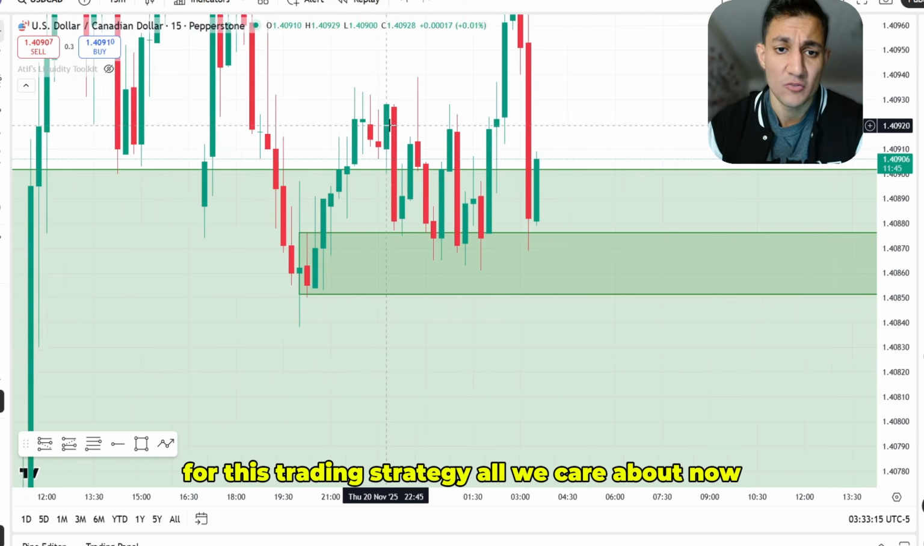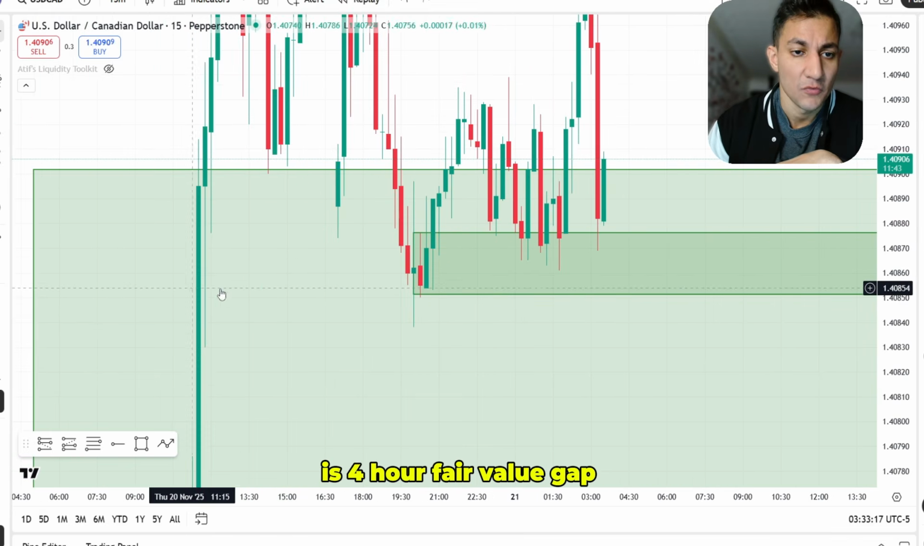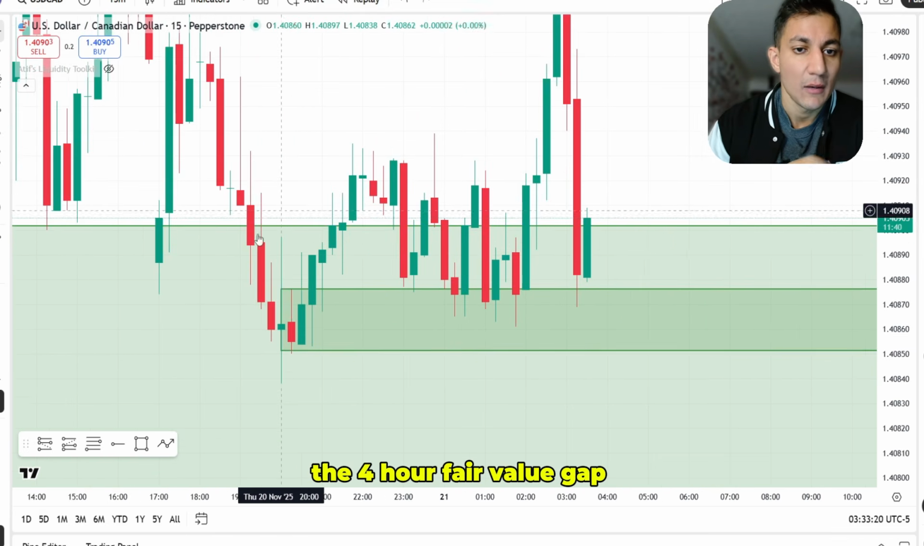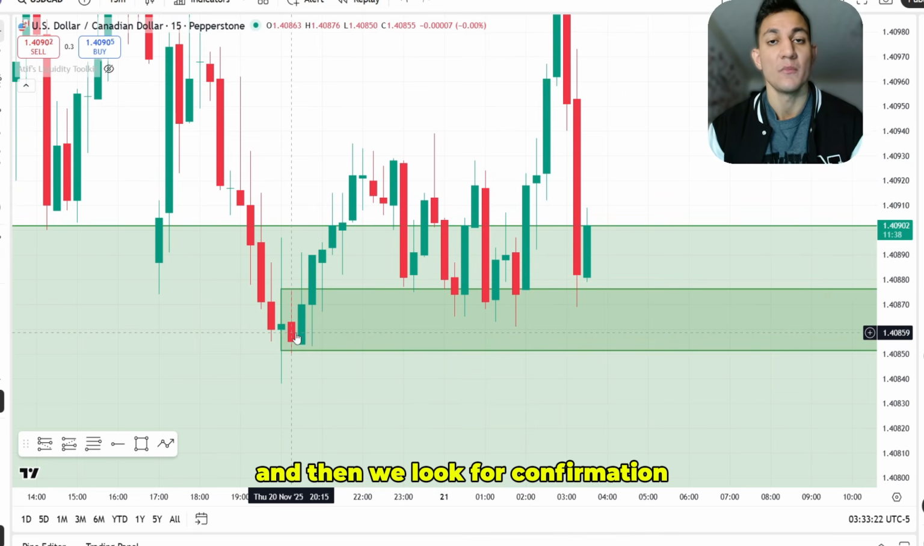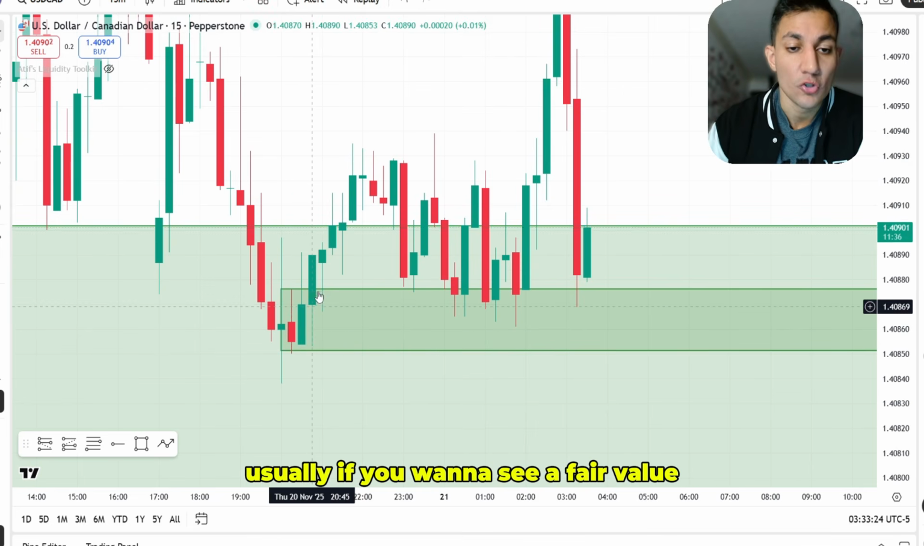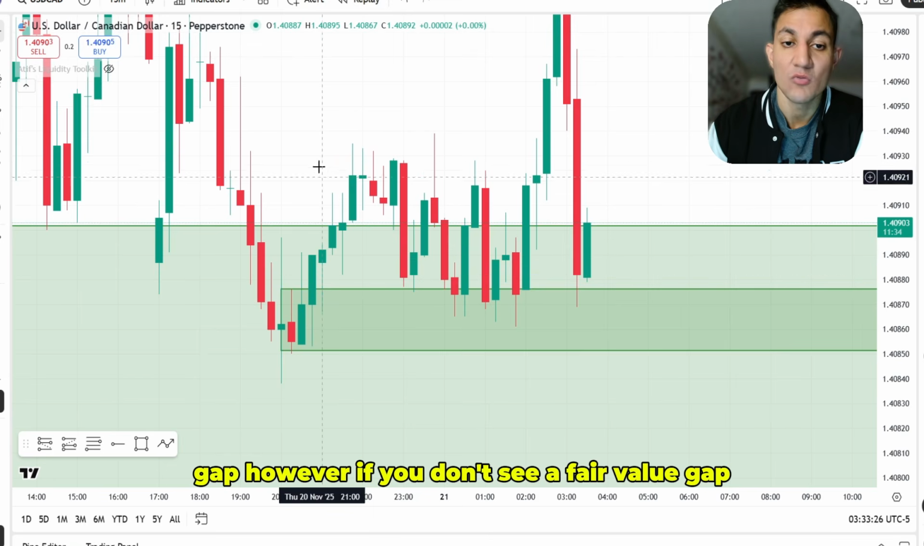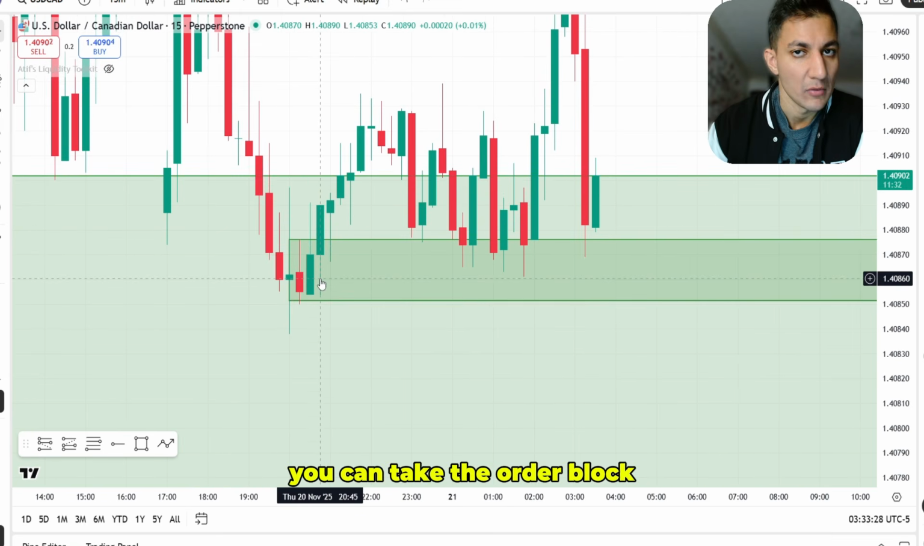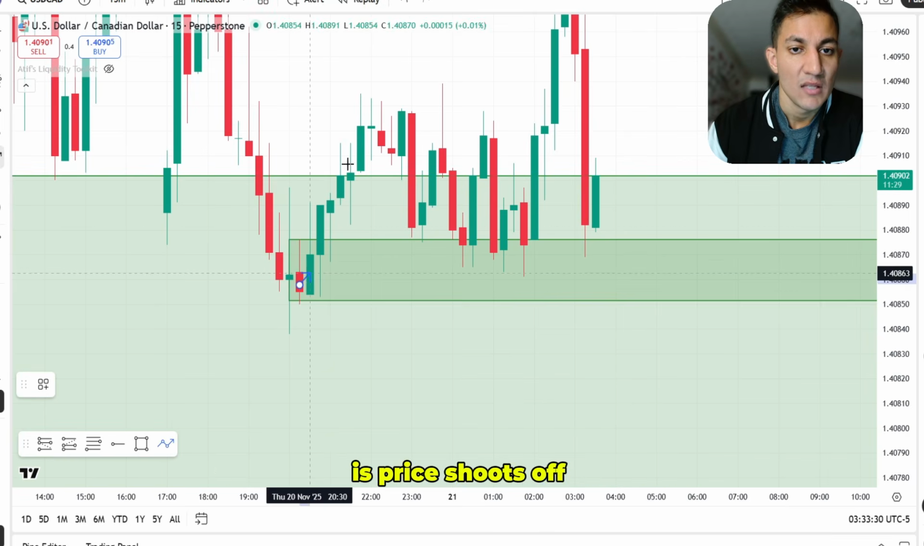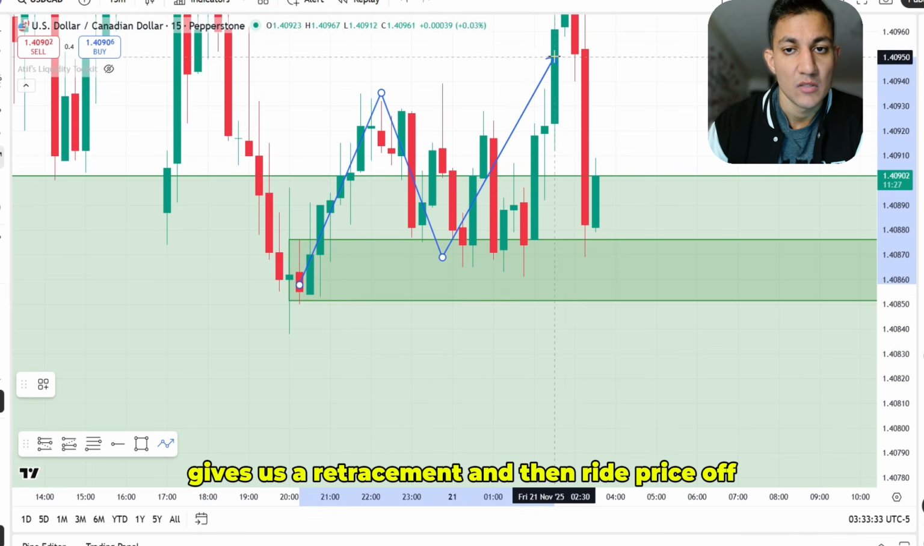But anyway, for this trading strategy, all we care about now is the 4-hour fair value gap. Price hits the 4-hour fair value gap, and then we look for confirmation that we're on the right side of the market. So usually we want to see a fair value gap. However, if you don't see a fair value gap, you can take the order block too, right? Because what we're really after is price shoots off, gives a retracement, and then we ride price off.